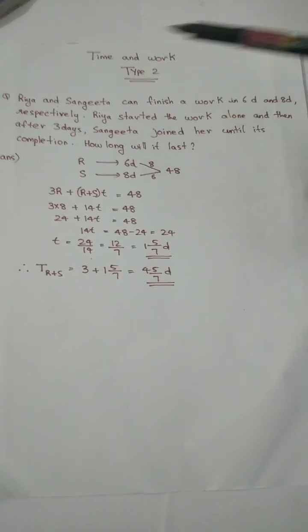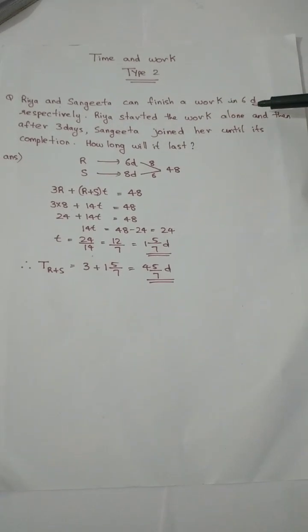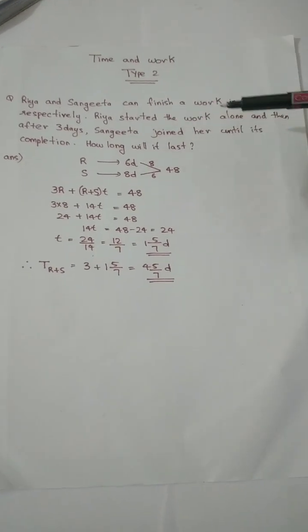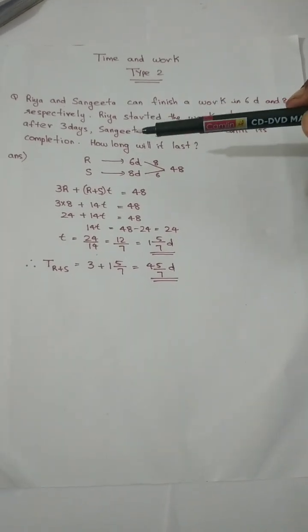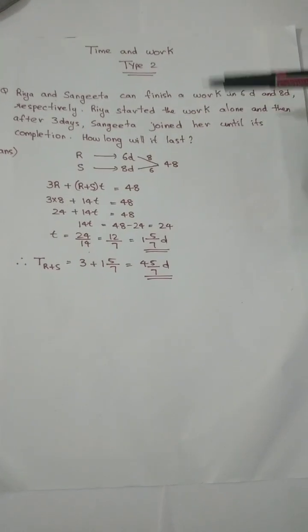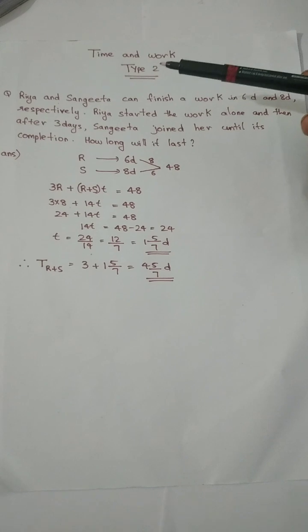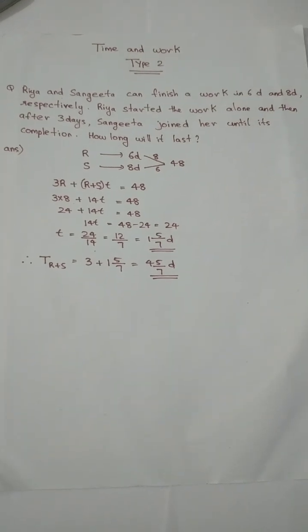So Ria can finish a work in 6 days. Sangeeta can finish a work in 8 days. Ria started the work 3 days before Sangeeta joined her. So we can move on to the question. It's the type 2 question. Type 1 question I have already discussed in the previous video.